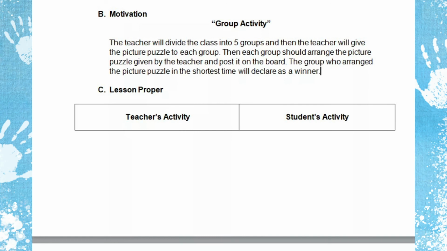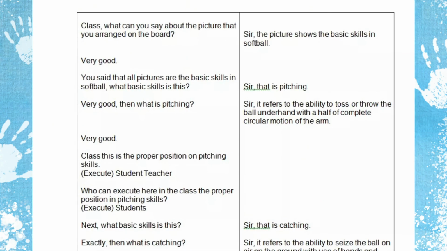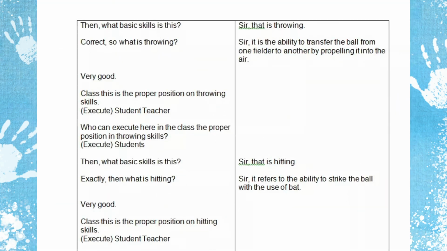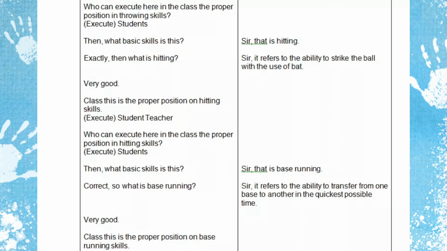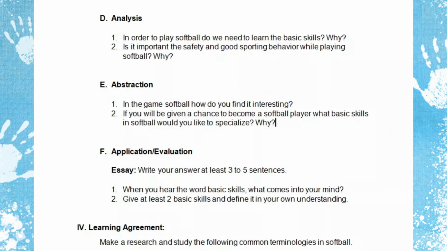The next is we have here letter C, the lesson proper. So in this part, we are going to see the possible detailed conversation between the teacher and the students along the way. The letter D, we have analysis. So I have here 2 questions. Then letter E, abstraction, I have another 2 questions. The letter F, application or evaluation, I have here an essay, then 2 questions. Then number 4, we have a learning agreement. So make a research study following common terminologies in softball.